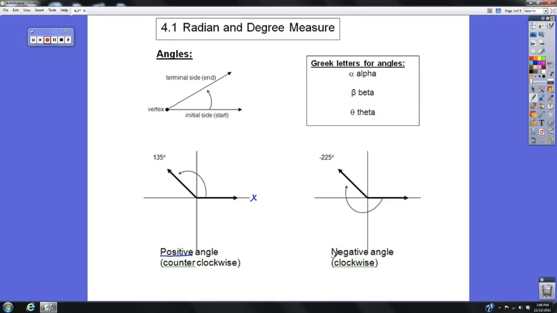And a negative angle would start in the same standard position right here on the x-axis, but it would go in the clockwise direction around this way. So this is an example of a negative angle, and this angle would be approximately negative 225 degrees. So this just gives you an example of which direction positive angles go and negative angles.